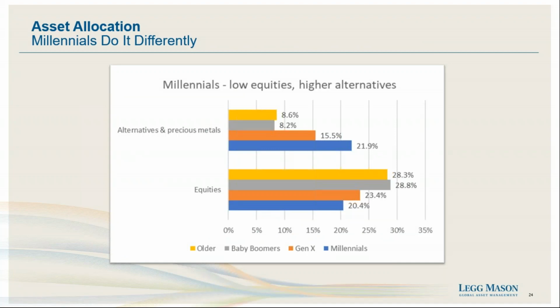To my point on millennials, this is millennials doing it differently, but here we can see that the millennials have a much bigger weighting to alternatives and precious metals, which is a smaller subset of that, than we see for the other cohorts, and very different to the baby boomers. I think baby boomers have typically got more standardized 60-40 type portfolios or 70-30, more equity and bond in nature. But we see much more of an open mindset in the way that the asset allocation is being put together for the millennial investor.